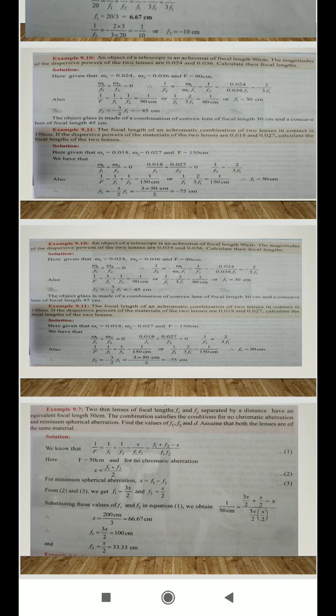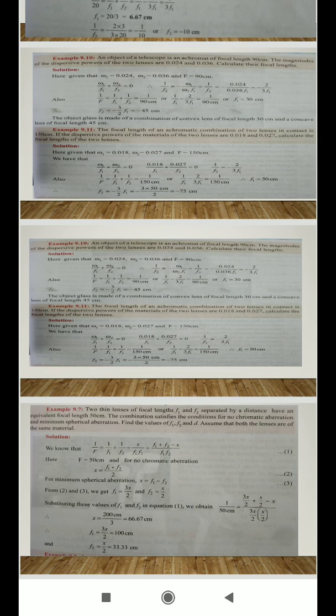We have already seen in our derivation that when there is no chromatic aberration in the optical system, the distance between the two thin lenses is given by x equals f1 plus f2 upon 2, which means the mean of the two focal lengths. So in the no chromatic aberration situation, x equals f1 plus f2 upon 2, and we will later see that in the case of minimum spherical aberration, the distance between the two thin lenses is given by the difference between the two focal lengths.